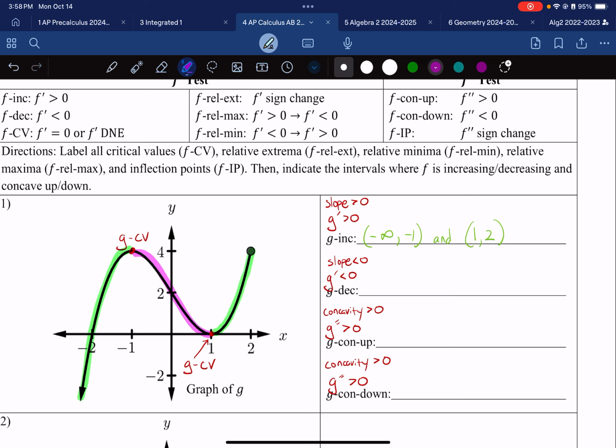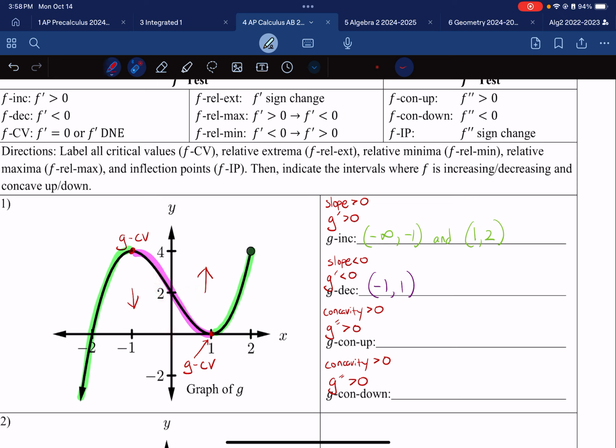G decreasing is going to be between -1 and +1. And what about G concave up? We'll label the graph in a little bit. I can say up here I'm concave up, and I'm concave down here. It's really hard to figure out where it changes concavities. It's clearly concave down still there, concave up right there. I think it changes right in between.